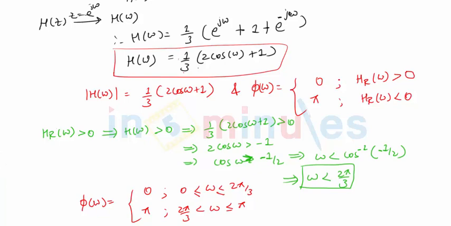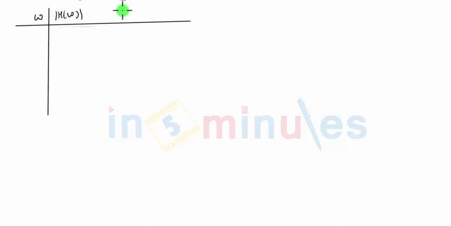Phase response. Now how to draw these functions is very important to understand. So what you can do is make one table where you take the values of omega. In the first column we will find the corresponding values of mod of H of omega, and mod of H of omega is 1 by 3 into 2 cos omega plus 1. And in the second column we find the value of phi of omega.